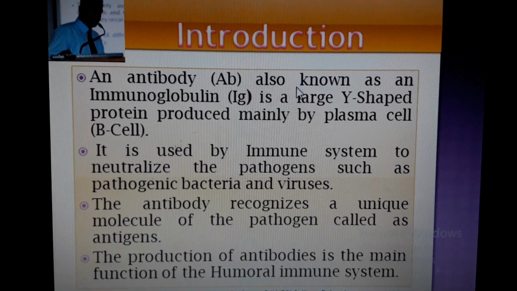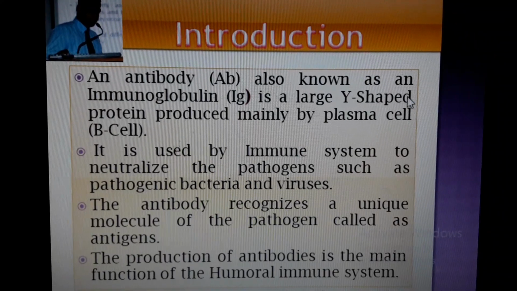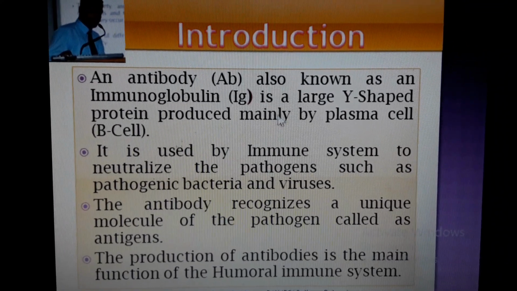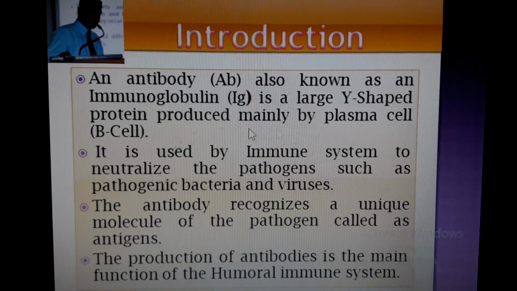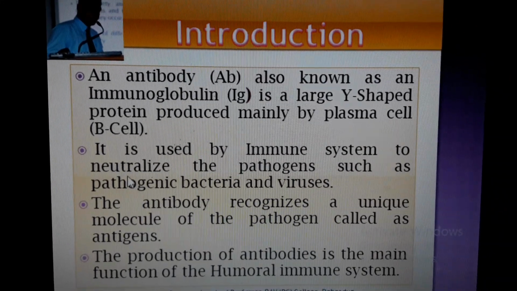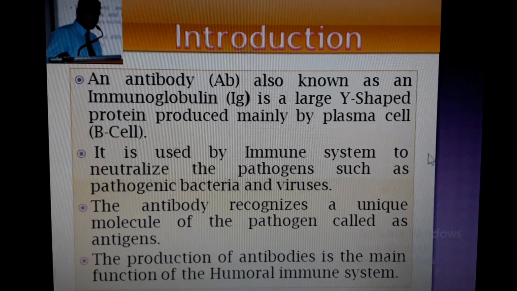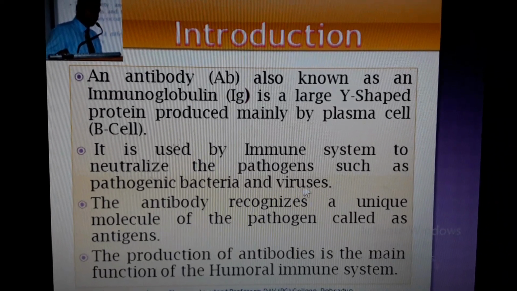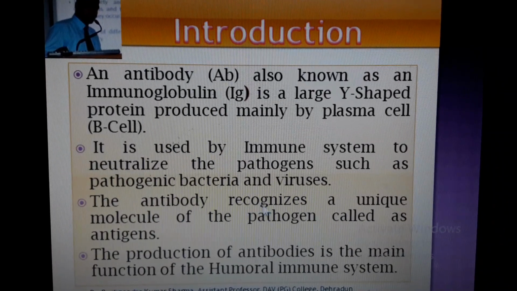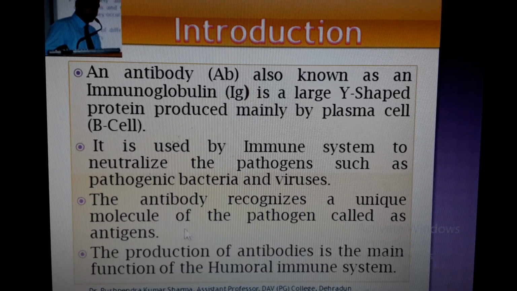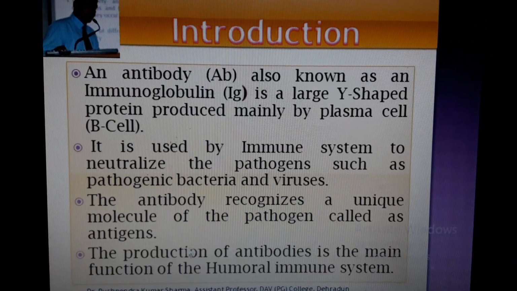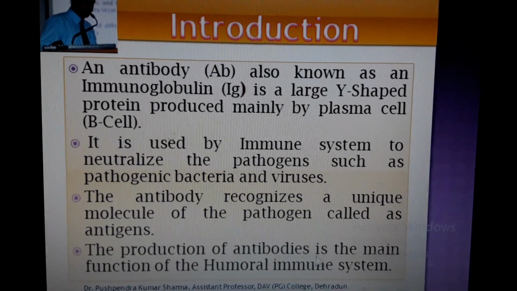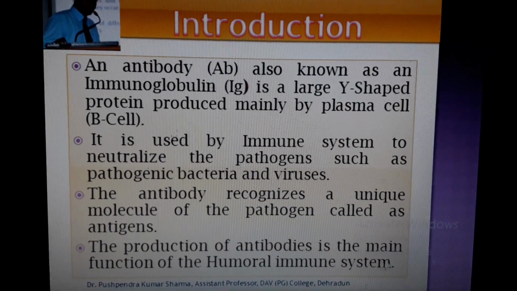What is an antibody? An antibody, also known as an immunoglobulin, is a large Y-shaped protein produced mainly by plasma cell, that is also called B cell. It is used by the immune system to neutralize pathogens such as pathogenic bacteria and viruses. The antibody recognizes a unique molecule of the pathogen that is called antigen. The production of antibody is the main function of the humoral immune system.